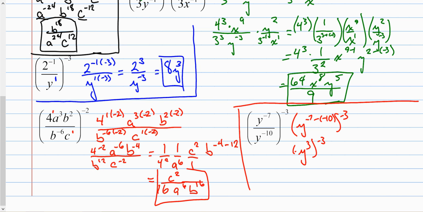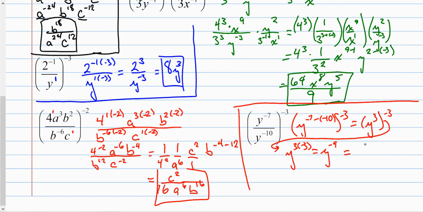And so then I can say this is y to the 3 times negative 3, which is, I'm going to work sideways. Move him over here. And then he will come down here, so that's my next train of thought. Y to the 3 times negative 3, which is y to the negative 9, which is 1 over y to the 9th.